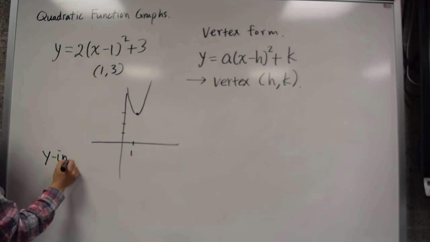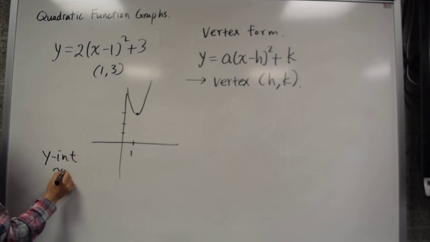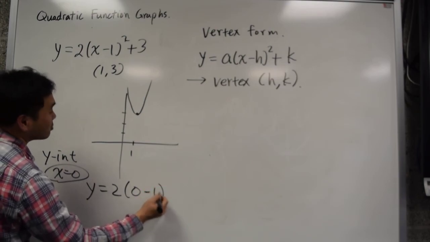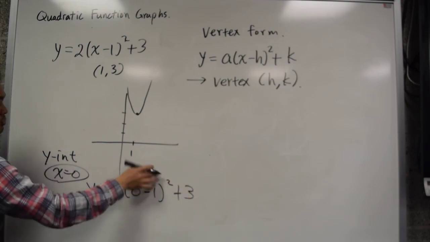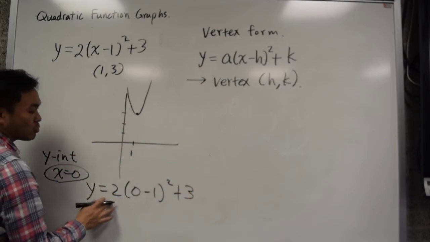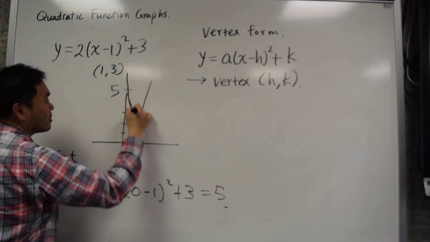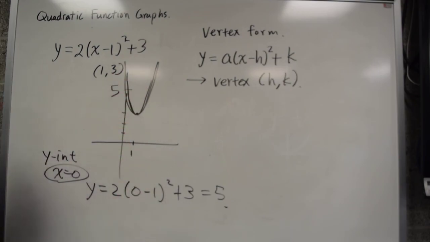To get the y-intercept, you set x equal to 0, so y is equal to 2 times (0 minus 1) squared plus 3. Negative 1 squared is positive 1. 1 times 2 is 2. 2 plus 3 is 5. So you have this 5 here. Okay, that's how you draw the graph.